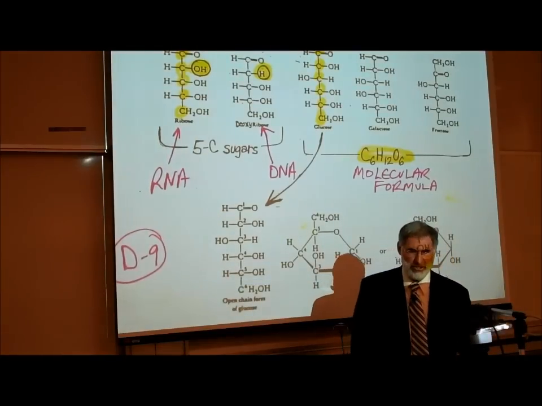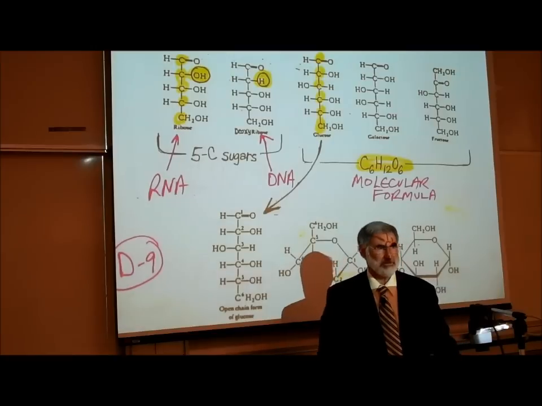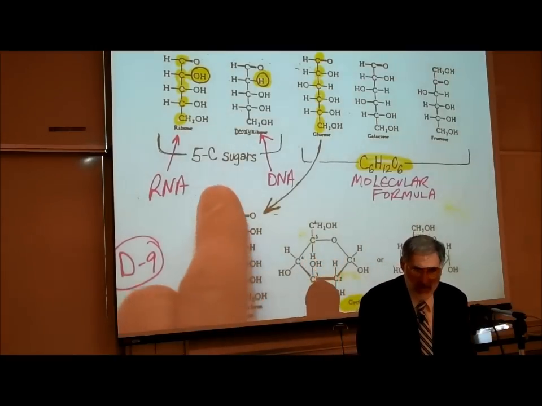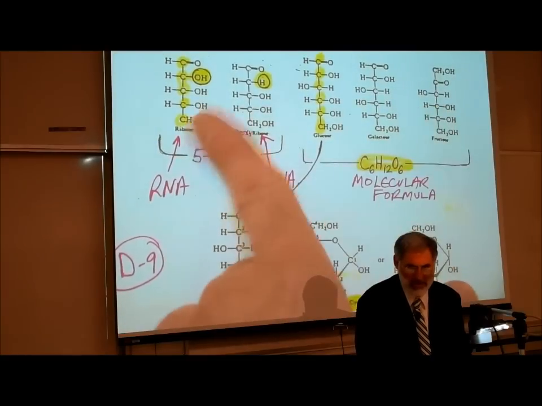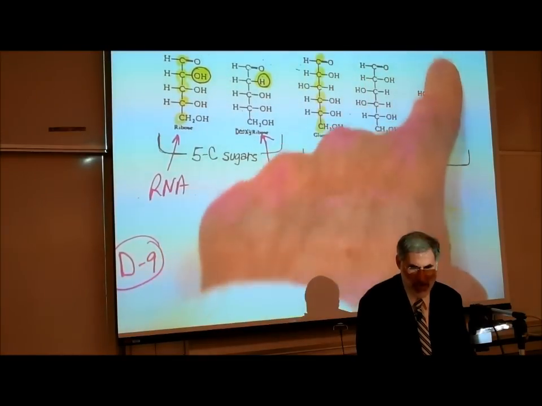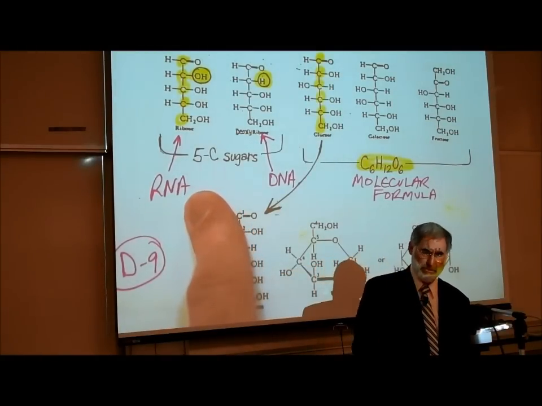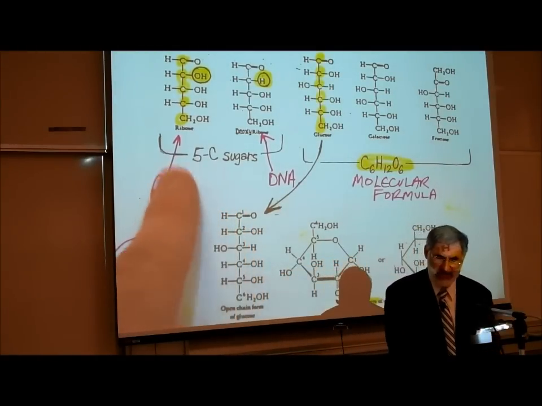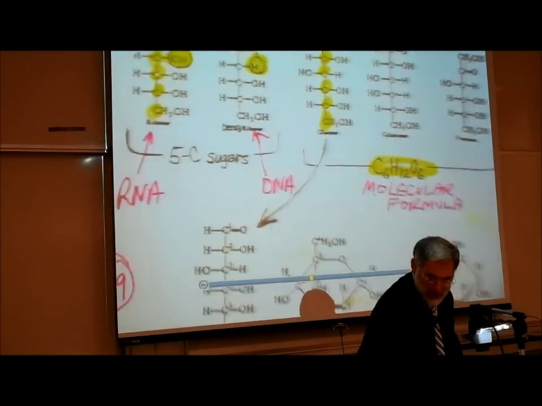okay, this is page D9. Okay, and on page D9, what it's showing at the top are simple sugars, or monosaccharides. Monosaccharides means single or simple sugars. Now, this is ribose and deoxyribose. Let's just focus on those two for a moment.